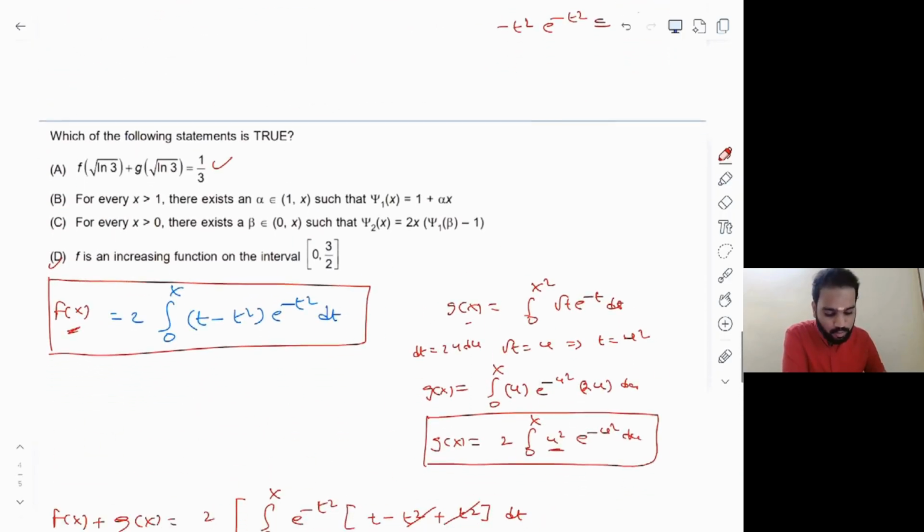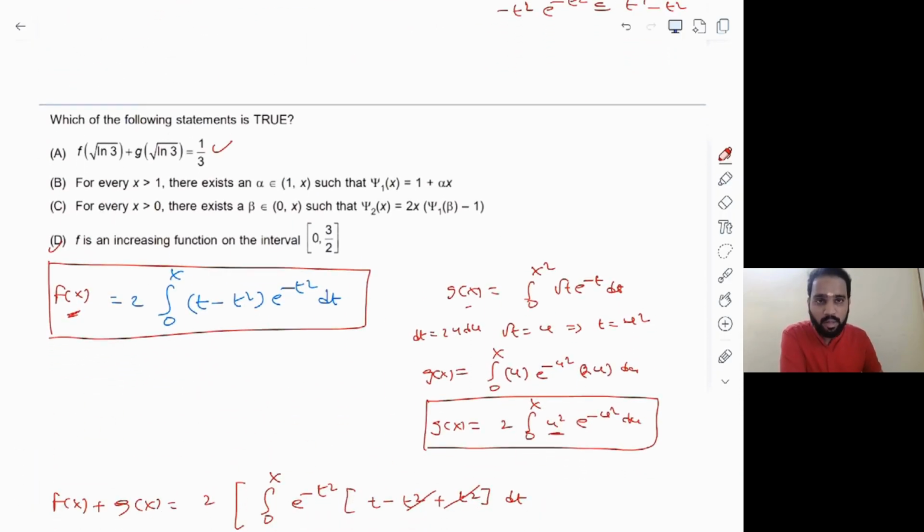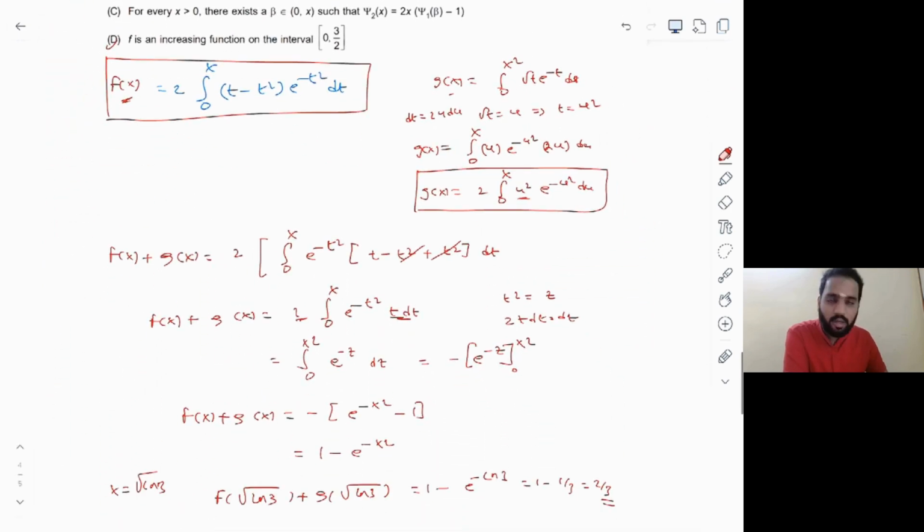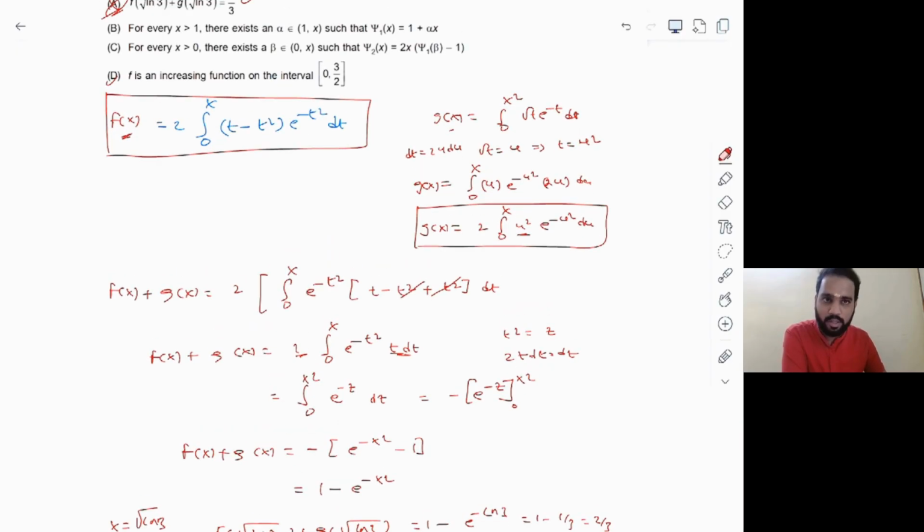Now let's look at option 1. They are saying it is equal to 1 by 3, which is absolutely false. Okay. So this is the trick here. Don't try to calculate f of root ln3 and g of root ln3 separately. Instead, calculate f plus g first and then put the value root ln3 as x. Okay, and then this is option 1, right?